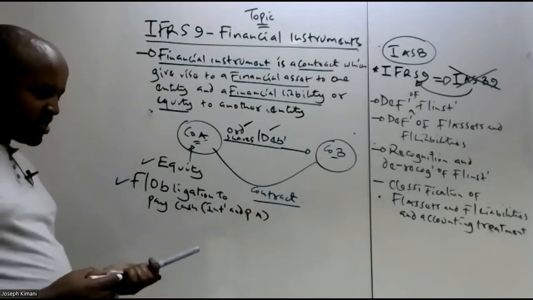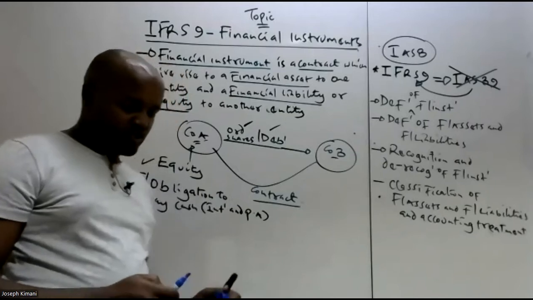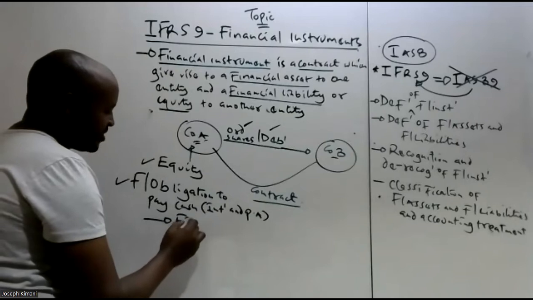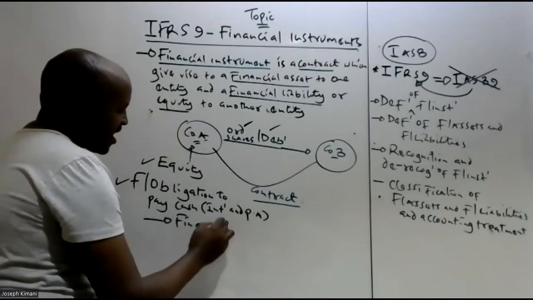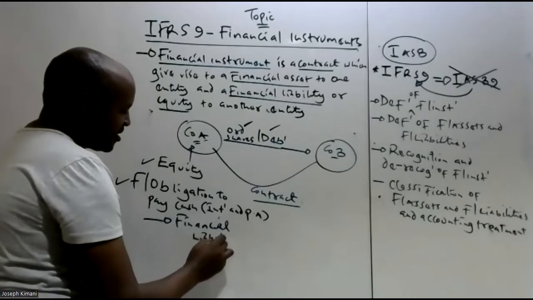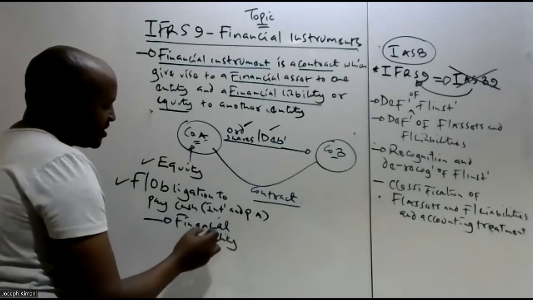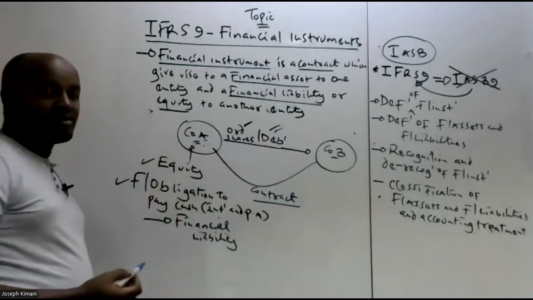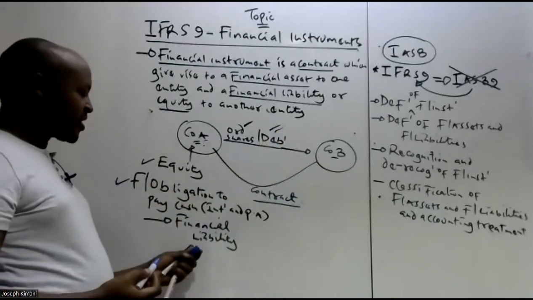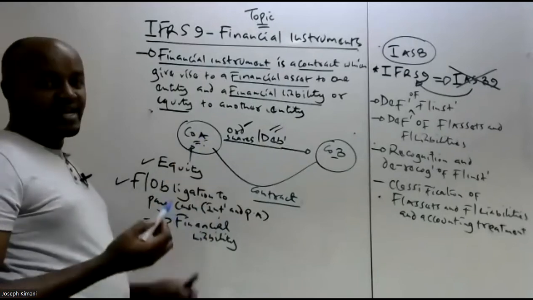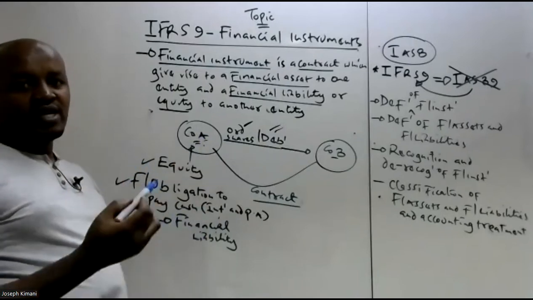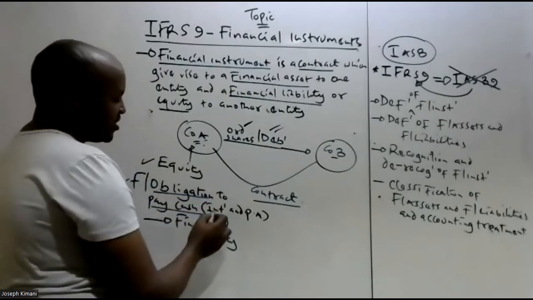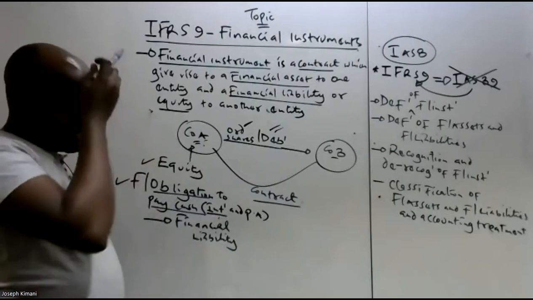Now, an obligation to pay cash is a form of liability, and specifically we say that that is a financial liability. That is a financial what? Liability. So basically what that means is that once this company has issued debentures or things like bonds, that gives rise to a financial liability as far as company A is concerned, because that company has an obligation to pay what? Cash, which is in form of interest and the principal amount.